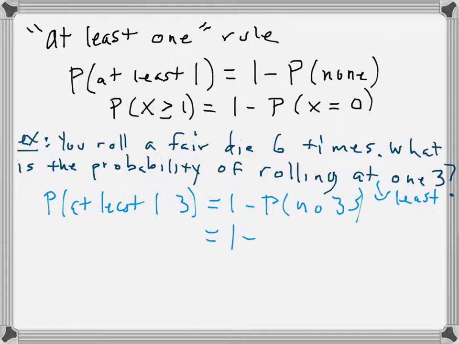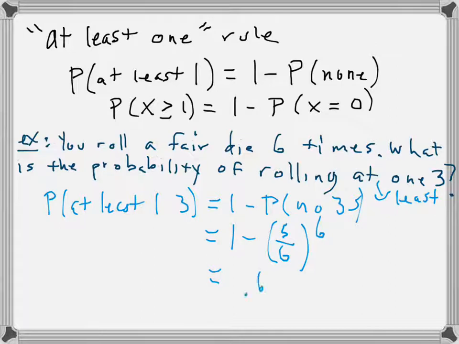Well, again, this is going to be 6 times now. So what's the probability of getting no 3s 6 times? Well, what's the probability of getting no 3 for one trial? 5 out of 6. But now I'm going to do this 6 times because I got 6 dice. So this is going to be 1 minus 5/6 to the 6th power.